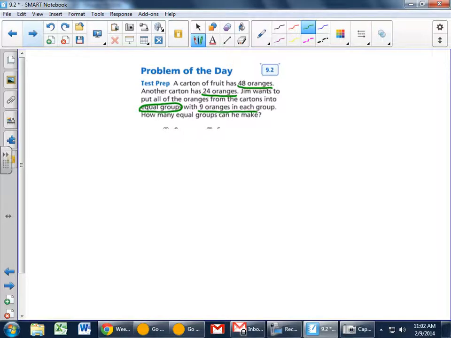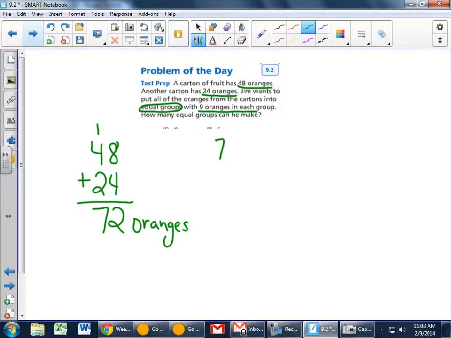So this is a two-step problem because we don't really know how many total oranges we have yet. So first we need to find out how many total oranges we have. So we have 48 oranges in one carton and 24 in the other carton. So we need to add those up first to find out that we have 72 oranges in all. Now we're going to divide 72 divided by 9. And you can make groups of 9 if you want to until you get to 72, or you can just know your math facts and know that what times 9 equals 72 is 8. So you have how many equal groups? You're going to have 8 equal groups.